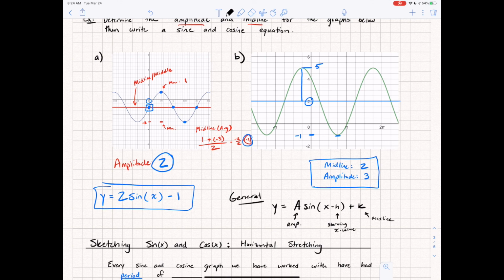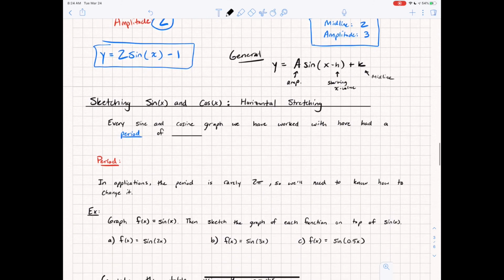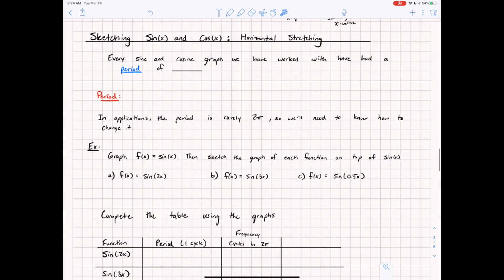So that leaves us then, as you can see in the next section, what about if I want to do horizontal stretching? What if I want to essentially affect how quickly I'm completing one cycle? Every sine and cosine graph we have worked on specifically has had one single period. It has completed one cycle within 2 pi. That hasn't changed.